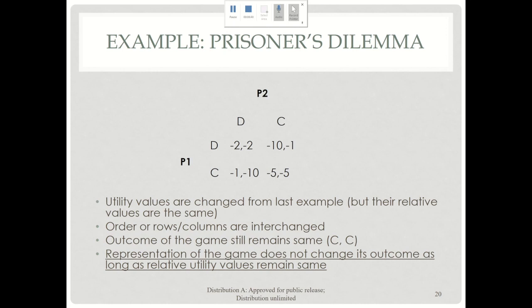Now, one important point to remember is that even if we interchange the rows and columns, even if we change the utility values, as long as we keep the relative values of the utilities the same, the outcome of the game still remains the same. It's at CC. You can check with this payoff matrix out here. This is once again the prisoner's dilemma game, but I have changed the utility values while keeping their relative values the same, and I have interchanged the order of the columns. So the takeaway is the representation of a game does not change its outcome as long as the relative utility values remain the same.